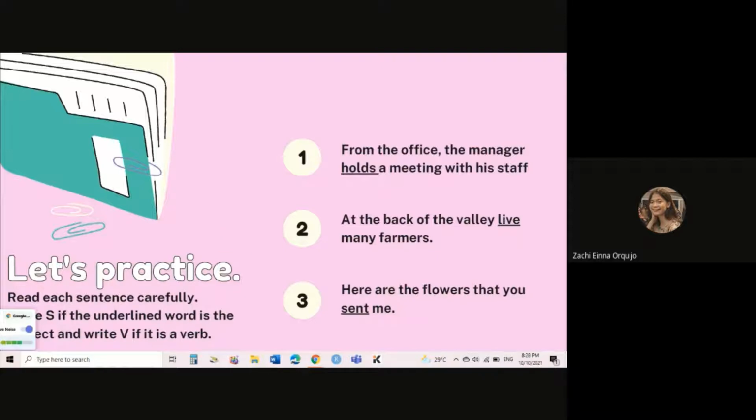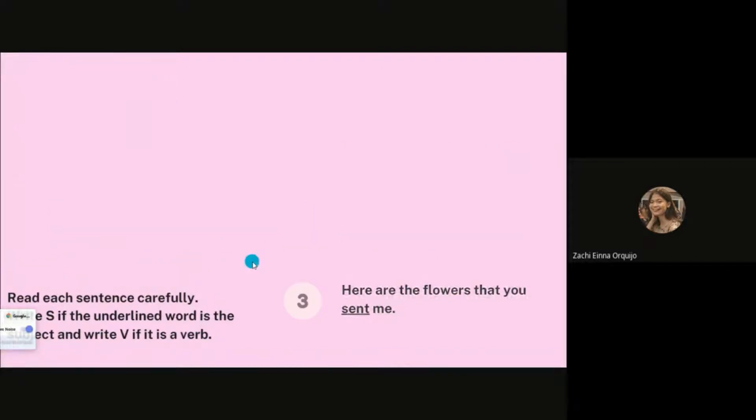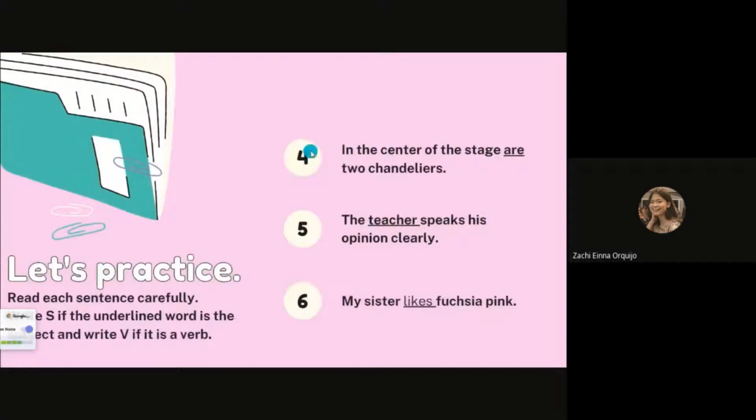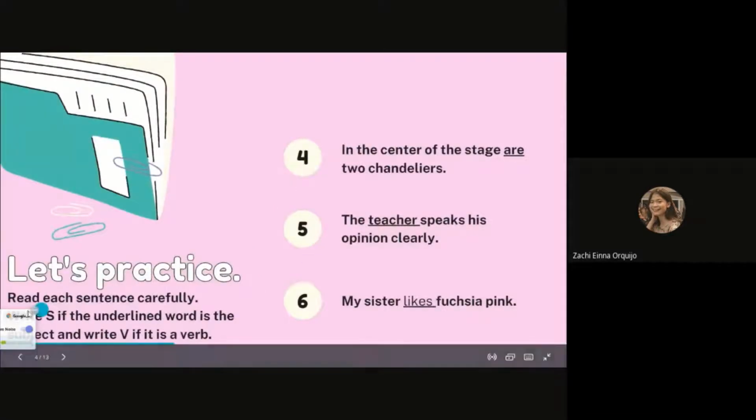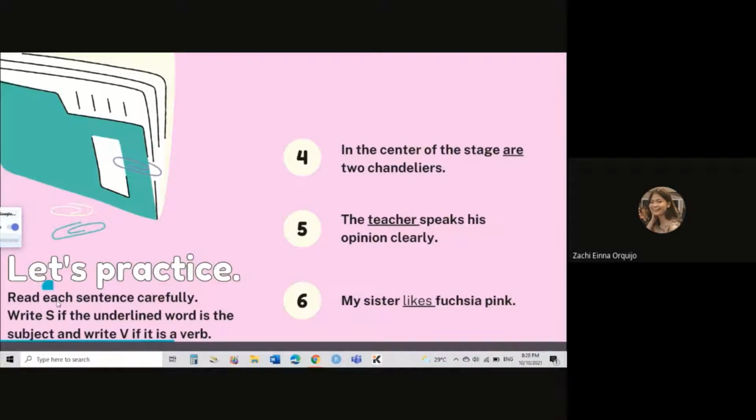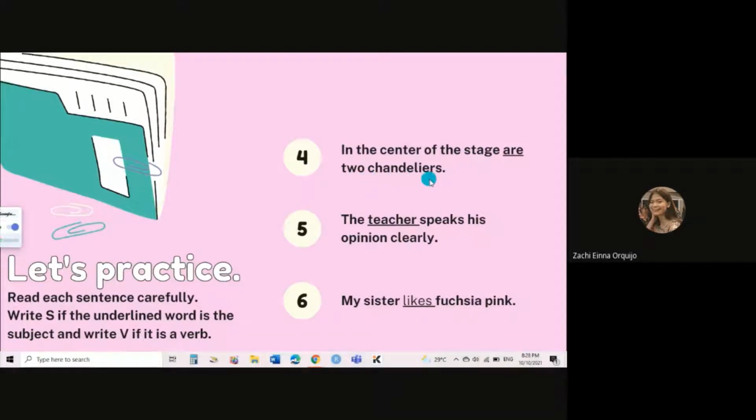So let's go to the other sentences. So we have fourth, fifth, and sixth sentences. So again, you need to identify the underlined words, whether they are subject, so you will write S, and if it's a verb, you write V. So for the fourth sentence, in the center of the stage are two chandeliers. So what is the word are? Is it a subject or verb?